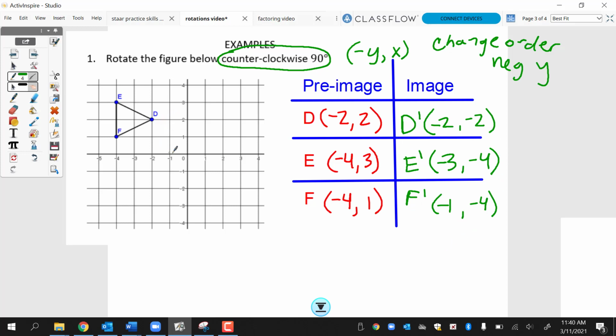So here we go. D prime is negative 2, negative 2, D prime. E is negative 3, negative 4, E prime. F is negative 1, negative 4, F prime. We connect our dots, okay?